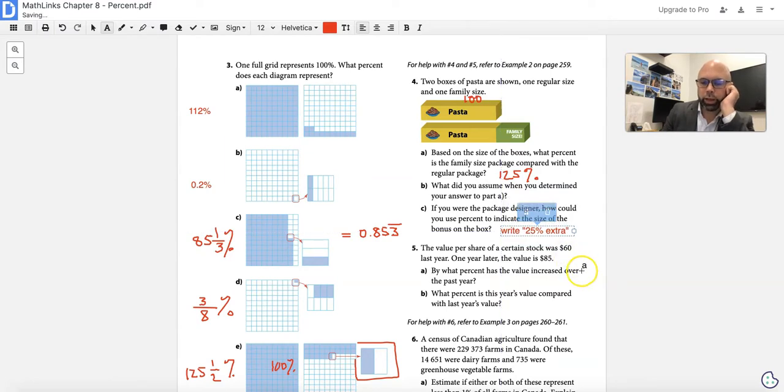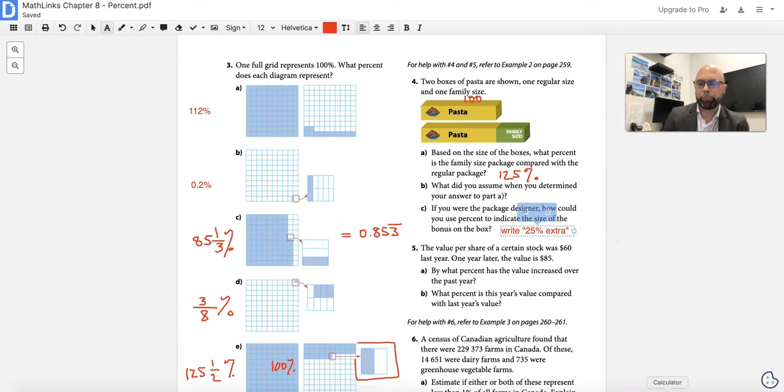There we go. The value per share of a certain stock was $60. 1 year later, the value is $85. Sounds like Bitcoin or Tesla. By what percent has the value increased over the past year? Now we have to read this really carefully. By what percent? Yes, these two questions can be confused so easily. This is saying what percent has the value increased. So if you look back to this package, we would say it's increased by 25%. But the percent of the original is 125. So you have to pay really close attention to the wording there.